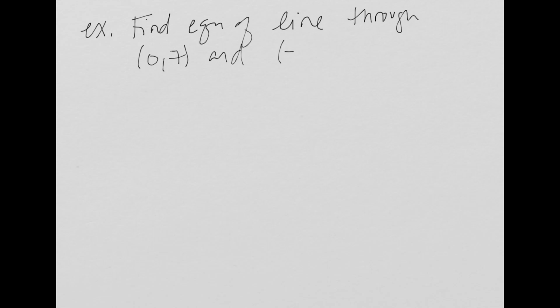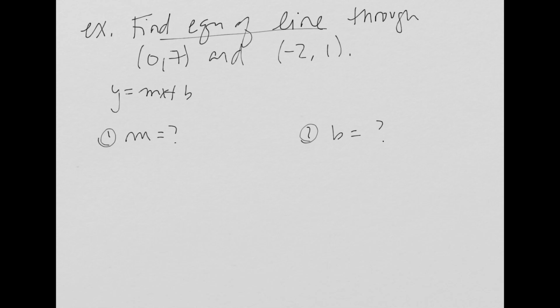Let's find the equation of the line through the points (0, 7) and (-2, 1). Okay. I'm finding the equation of the line, so automatically we know our answer is going to be y equals mx plus b. First thing we're going to do is find m. Then the second thing we're going to do is find b. And this is always going to happen. Finding the equation of the line, we're going to find m, then we're going to find b.